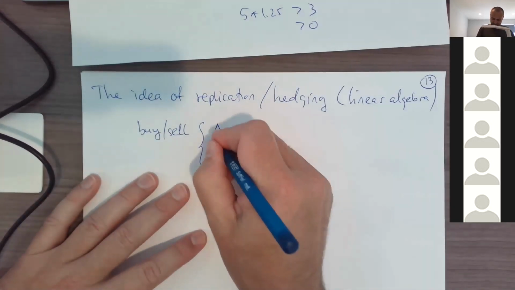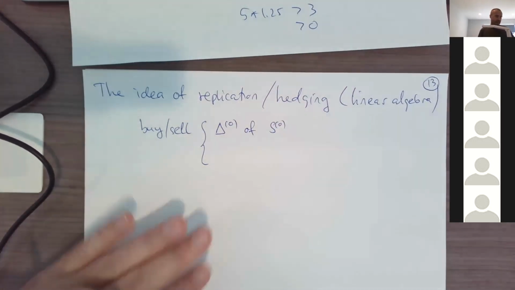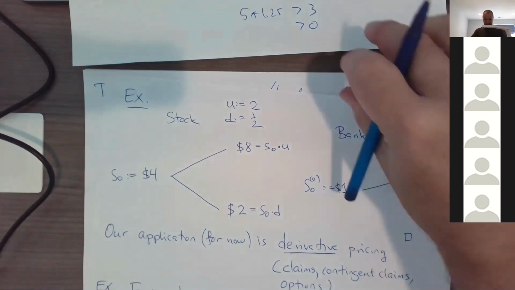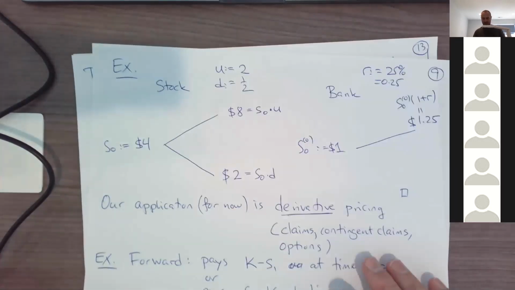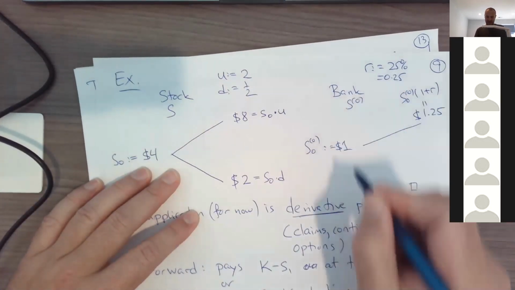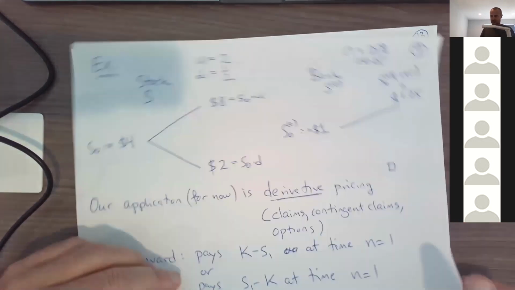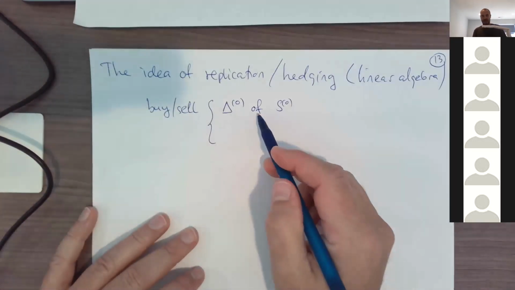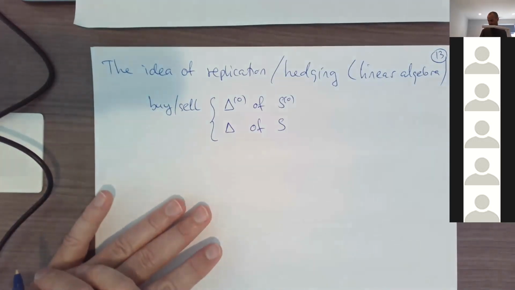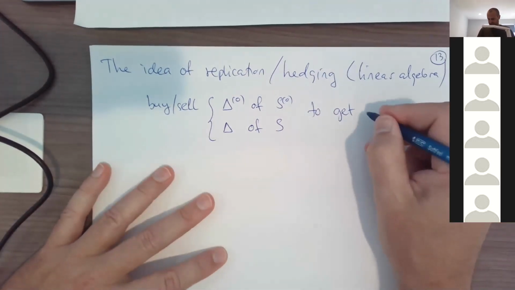We're going to buy delta naught of S naught. Remember in the model, we have the bank, this one here is S naught, and we have the stock S. So we have the stock and the bank. We're going to buy and sell stocks and bank account units. We're going to buy this many of the bank, and delta of S. So we're going to buy and sell to get the payoff.